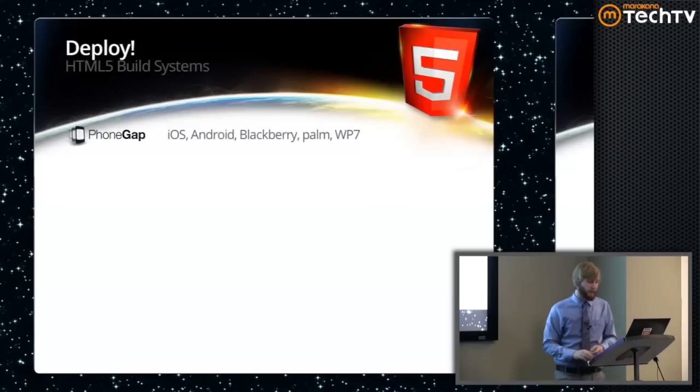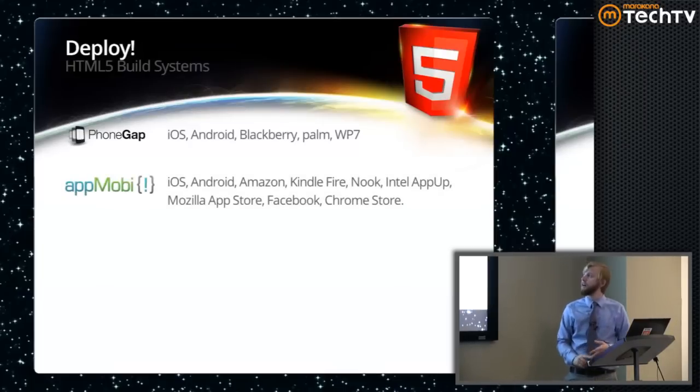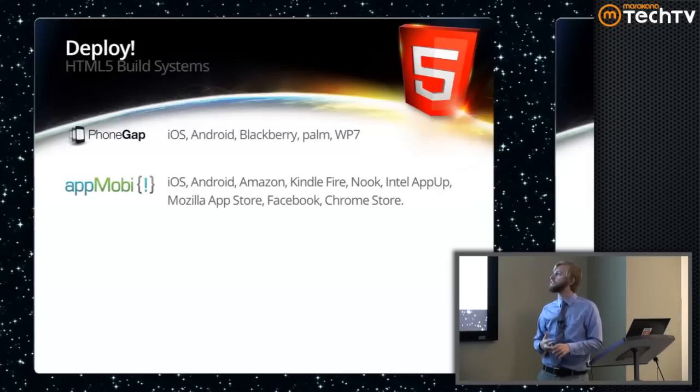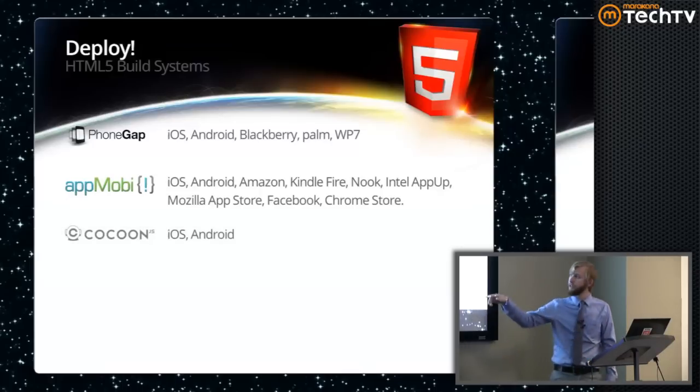AppMobi's build system, we have iOS support, Android, Amazon Store, the Kindle Fire Store, the Nook, Intel AppUp, Mozilla App Store, Facebook, and the Chrome Store. So those are all native compiled for you in the cloud, sent back down to you, then you deploy it, and all you have to do is give us credentials before we make the build. Cocoon.js deploys to iOS and Android, again with that acceleration.